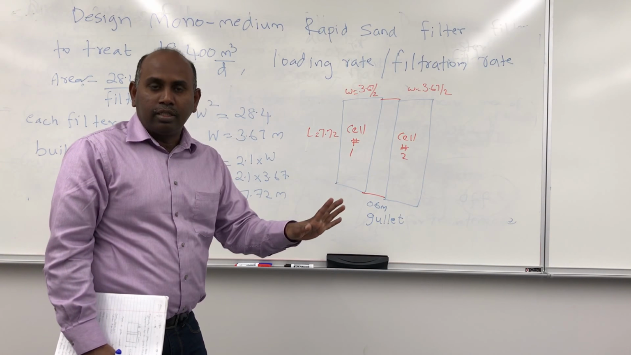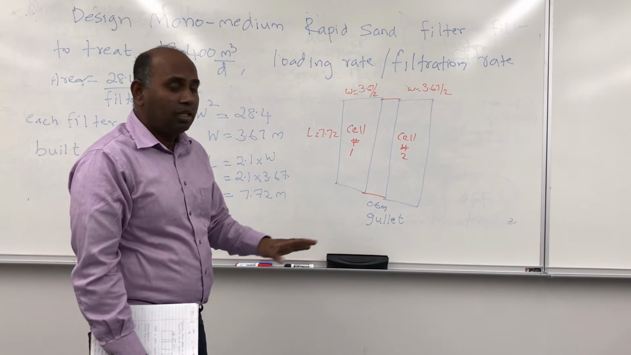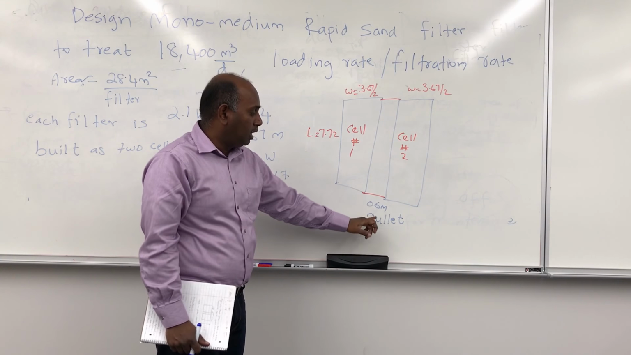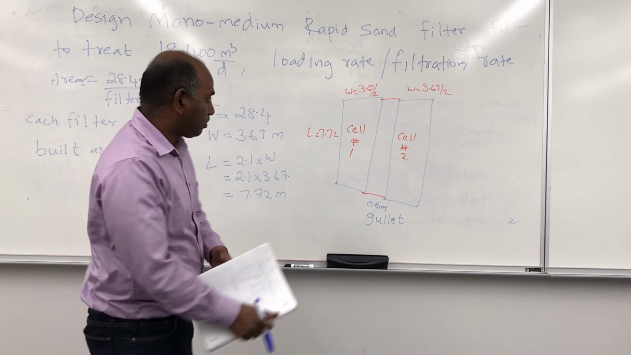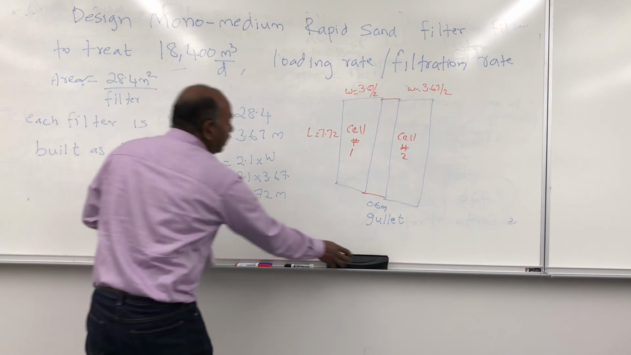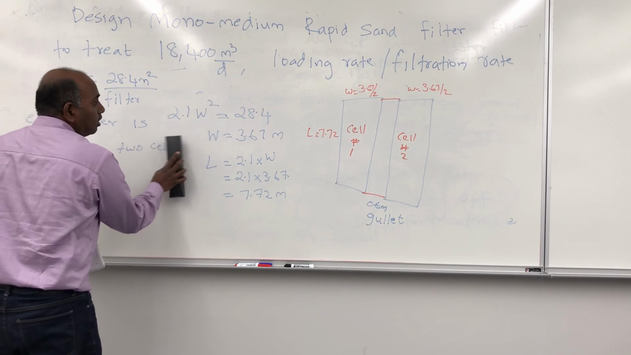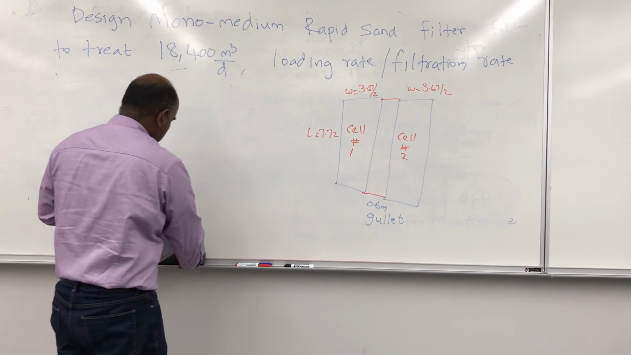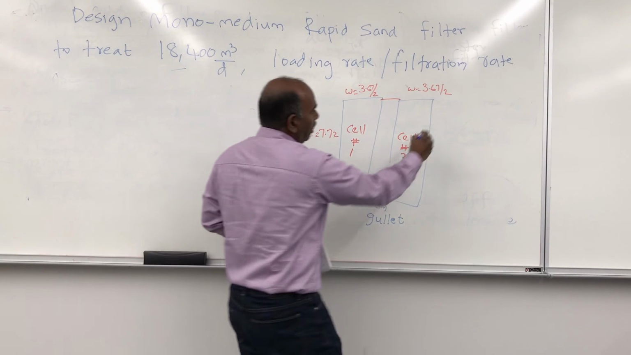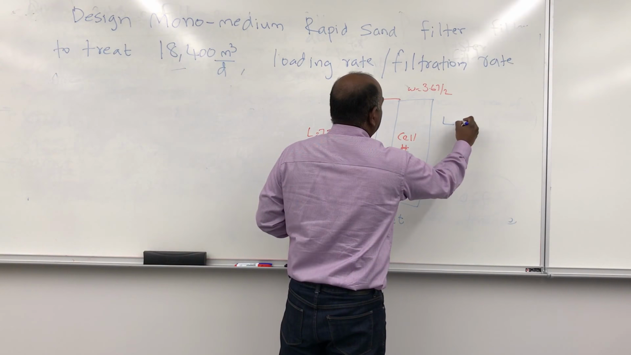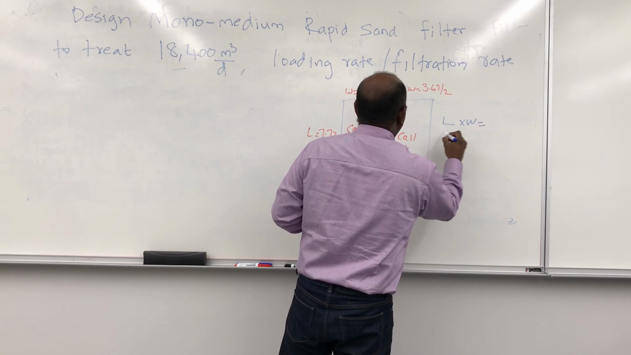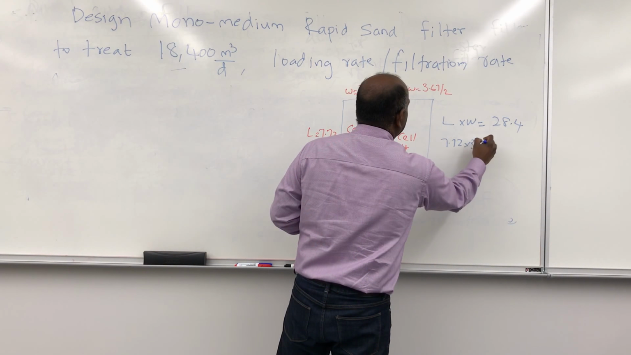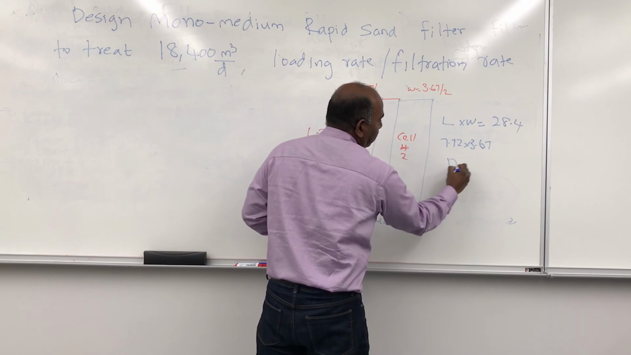It involves a complete design. We are not going to do the design for this class, but I want you to know that each cell is separated by an opening called gullet, and it is about 0.6 meters in width. So we have the length, width. Now we need to find the depth. So we have the length times width equal to 28.4, which is 7.72 times 3.67. We need to find depth.